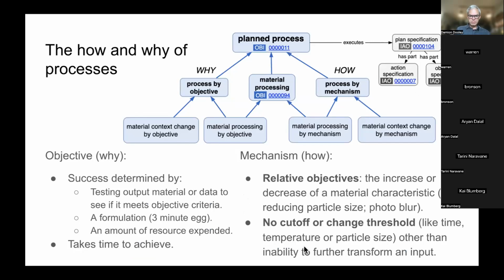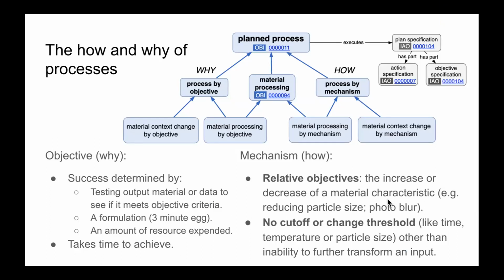So what we perceive, the framework we're working within, is this planned process, OBI planned process, with its specification, which has an action specification part and an objective specification. And we translate this into having a process by objective branch by which processes can be categorized. And in those, you can measure success of the process by looking at the output material or data to see if it meets some objective criteria.